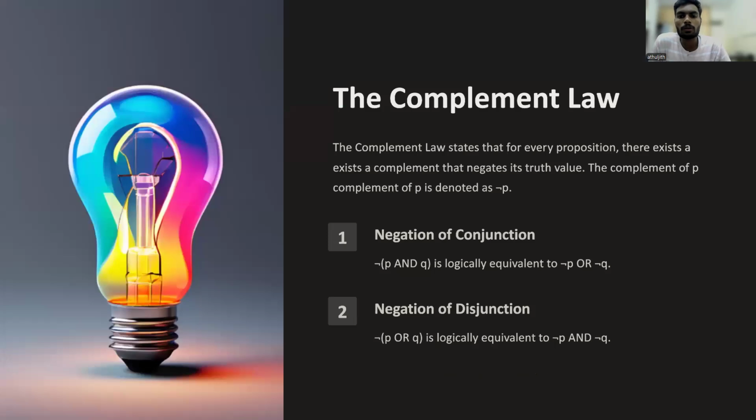The complement law. The complement law states that for every proposition, there exists a complement that negates its truth value. The complement of P is denoted as inverse P. Negation of conjunction: not (P and Q) is logically equivalent to (not P) or (not Q). Negation of disjunction: not (P or Q) is logically equivalent to (not P) and (not Q).